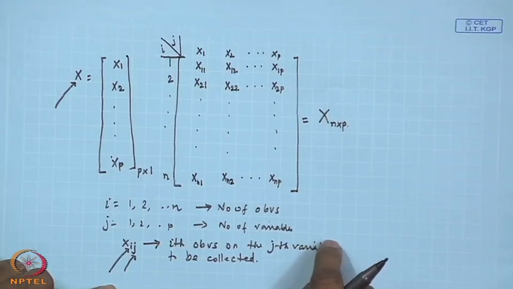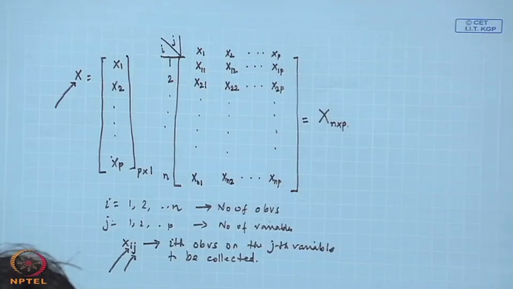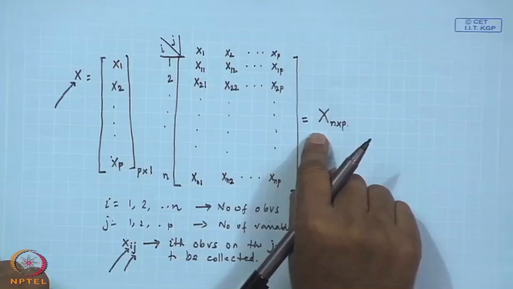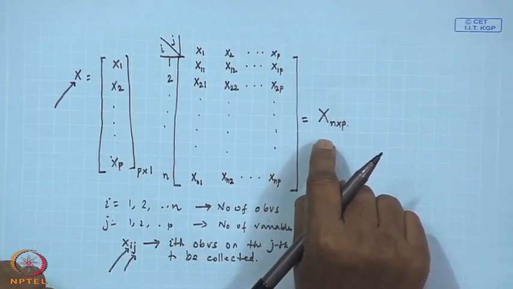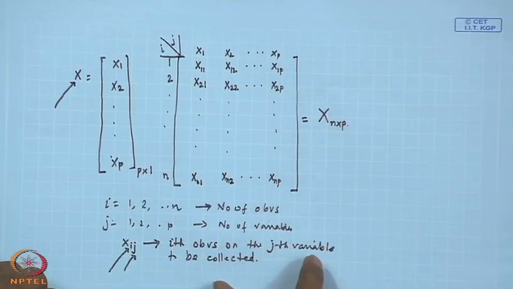The order of the capital bold X will be n cross p. Is it visible? Yes. Okay, this one, I am saying, is a data matrix which you are planning to collect.